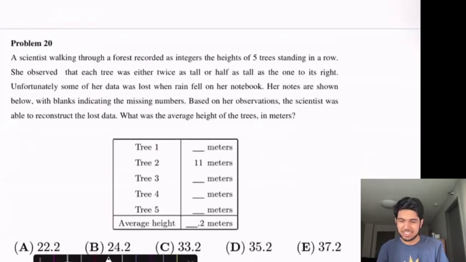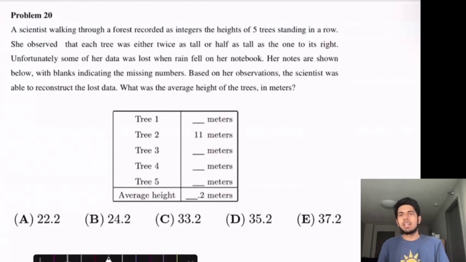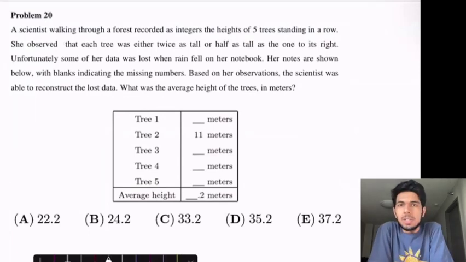We're in the final stretch here, problem 20. A scientist walking through a forest recorded as integers the heights of 5 trees standing in a row.